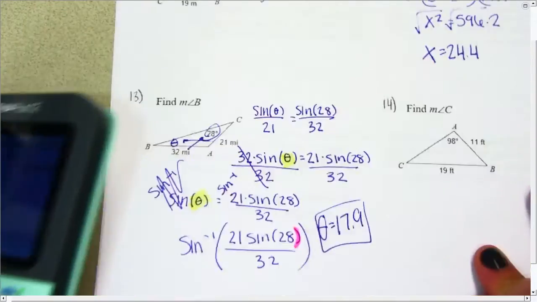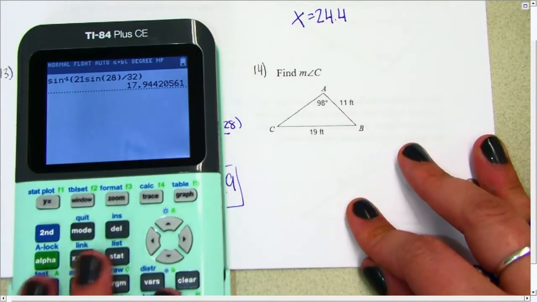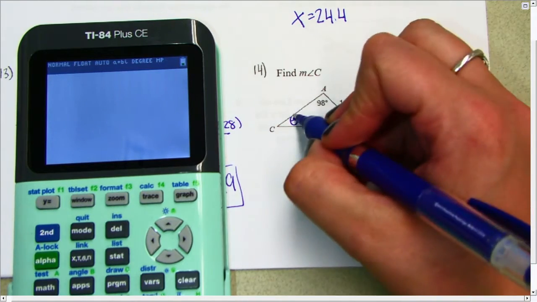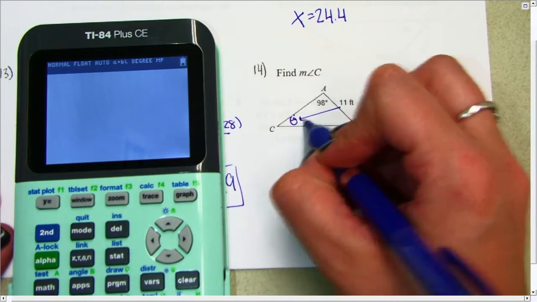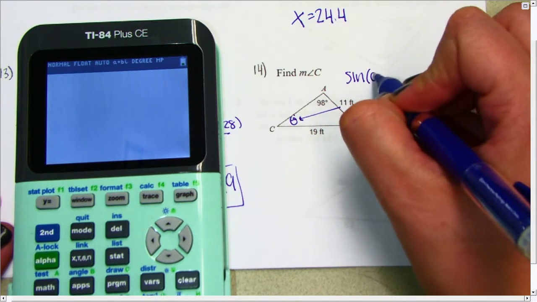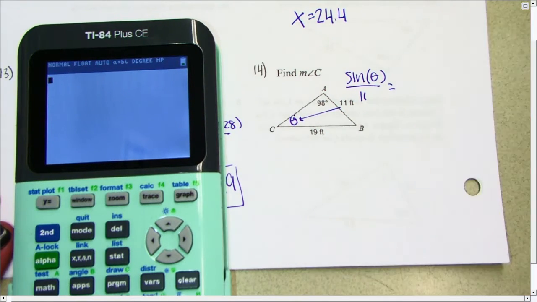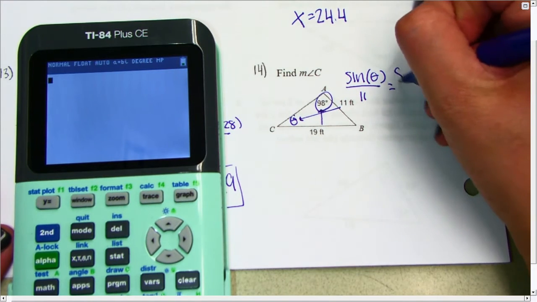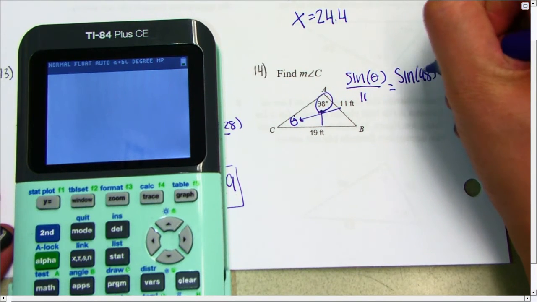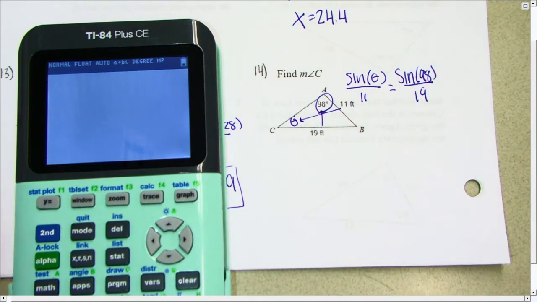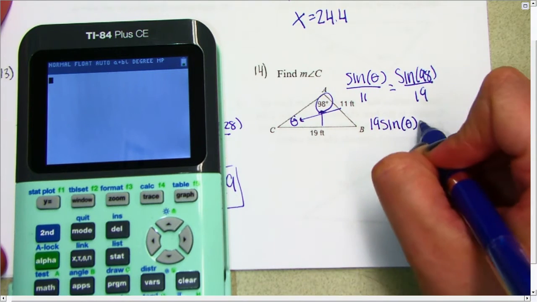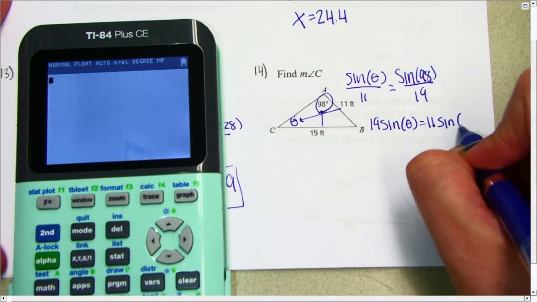All right, let's try our final problem. Solve for C. So C is our theta value. So across 11 is theta, so this is sine of theta over 11 equals 19 with 98, so sine of 98 over 19. To solve, I'll cross multiply. So 19 sine of theta equals 11 sine of 98.